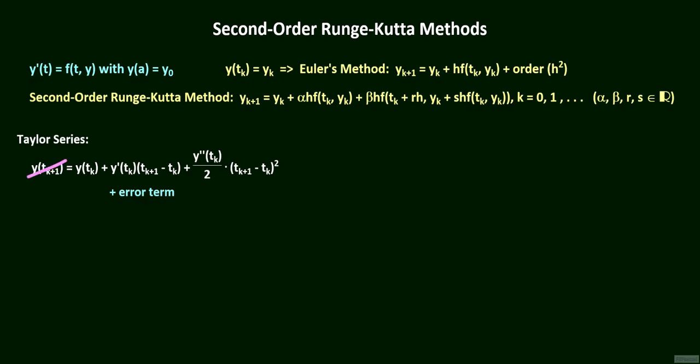We replace y(t_{k+1}) by y_{k+1}. We replace y(t_k) by y_k. t_{k+1} - t_k is equal to h. y'(t_k) equals f(t_k, y_k), so that y''(t_k) is the derivative of f with respect to t evaluated at t_k and y_k.